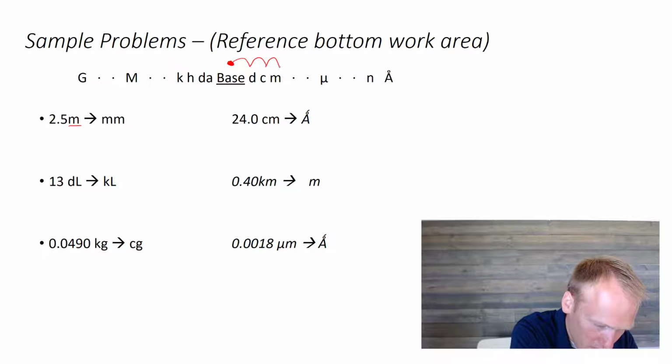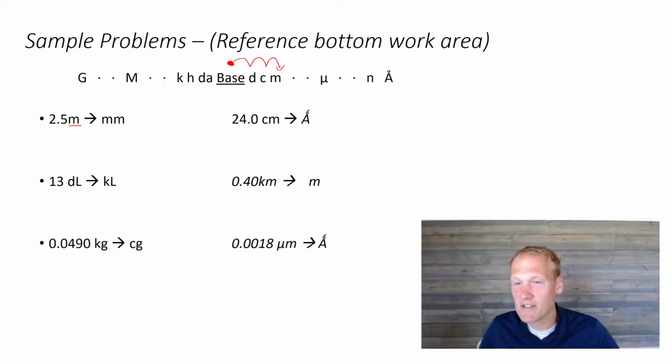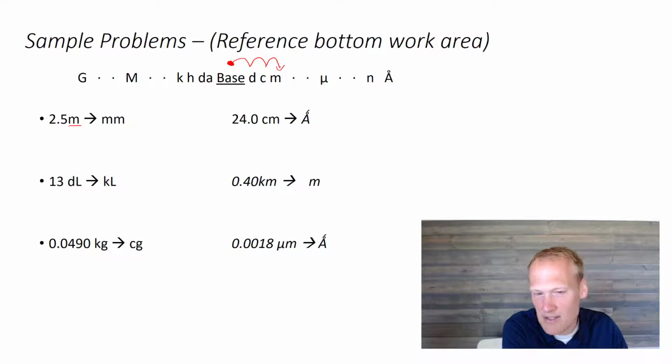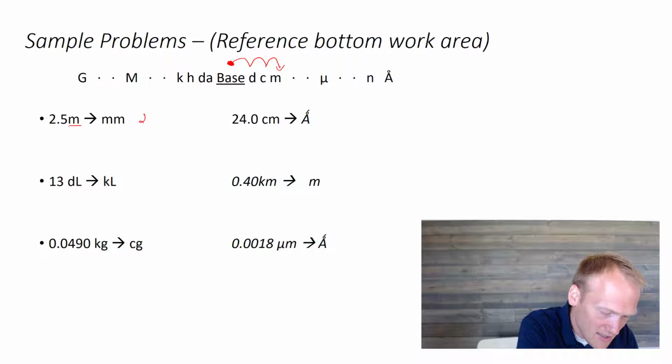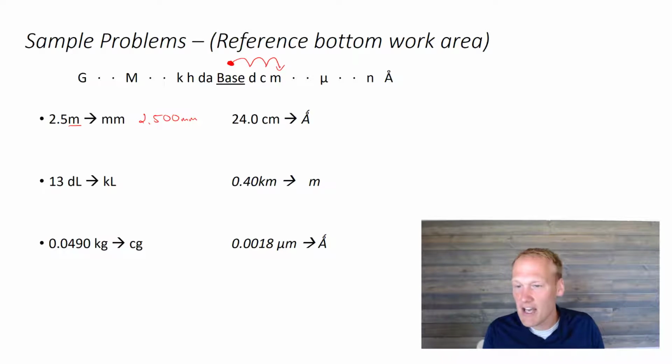1, 2, 3. So we moved 3 powers of 10 to the right, which means to convert this, all we have to do is move the decimal 3 powers of 10 to the right, making this 2,500 millimeters. This is very simple. Wherever you go on the number line, do the same thing with the decimal point.